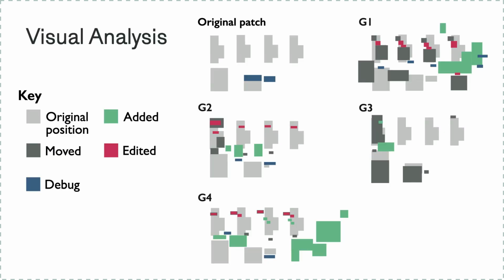To analyze the final state of the PD patches visually, we created a simple annotation schema whereby objects were replaced with colored squares based on whether they retained their original position or were moved, whether existing objects were edited, and whether new objects were added. Comparing across the 4 groups reveals certain patterns.